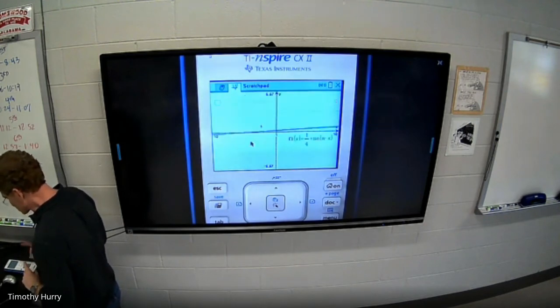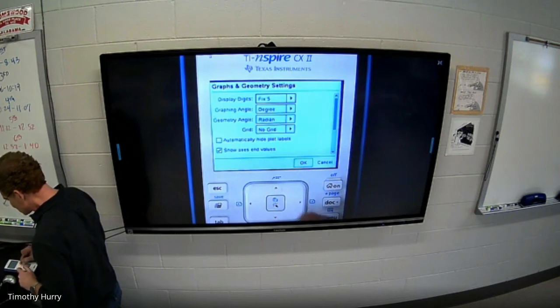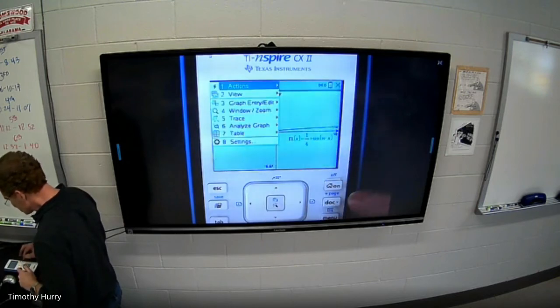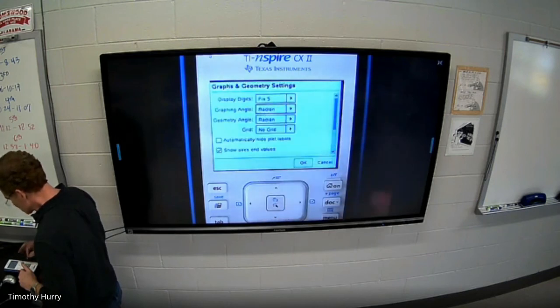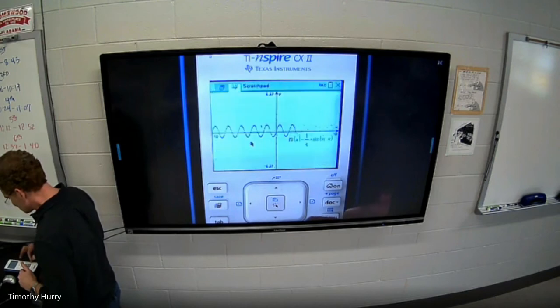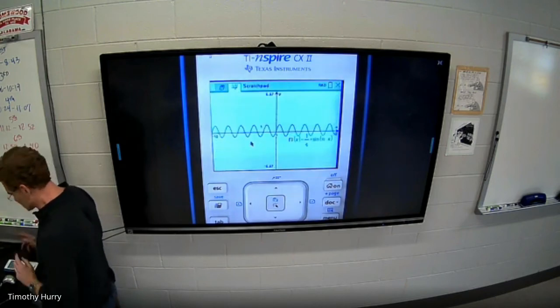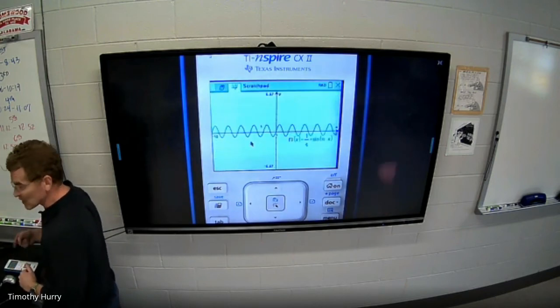That's my first function. You can see it looks terrible right here because I'm in the wrong mode. So I'm going to change my settings, menu, settings, to radians. And when I do that, it's going to graph it like a sine function, like it should. And clearly, that does not look like my screen, does it?